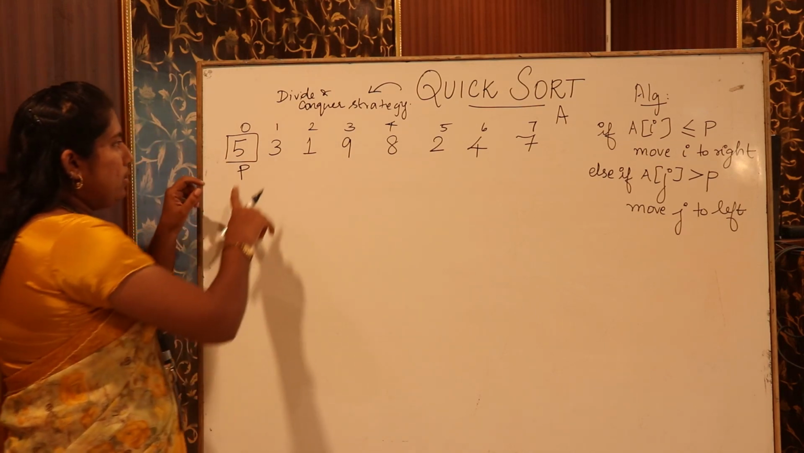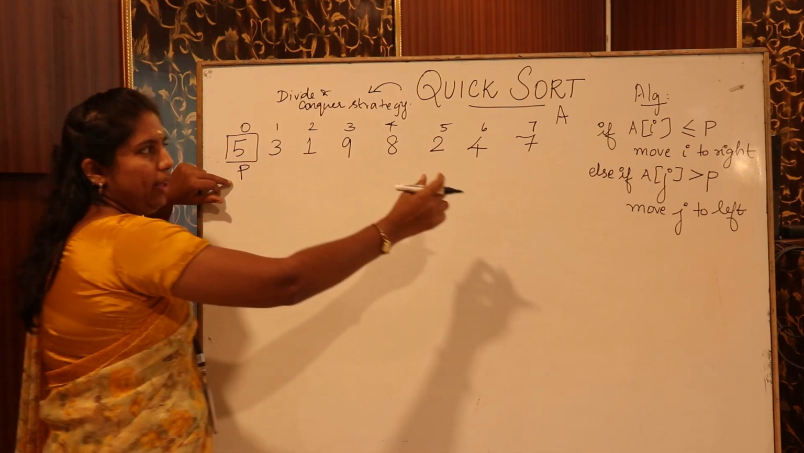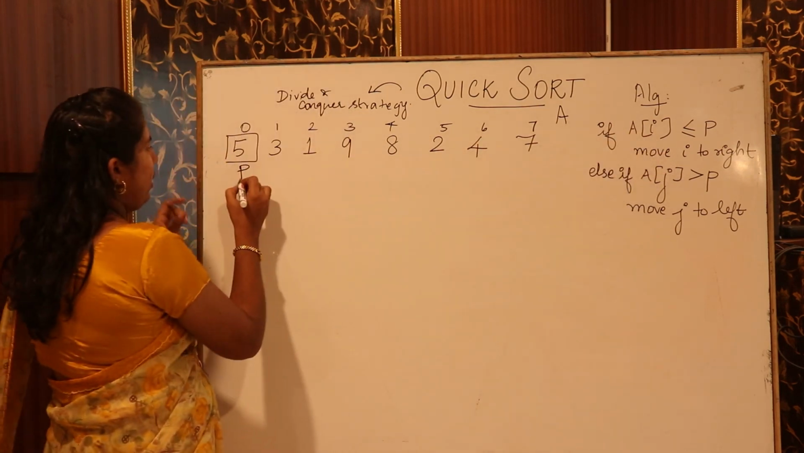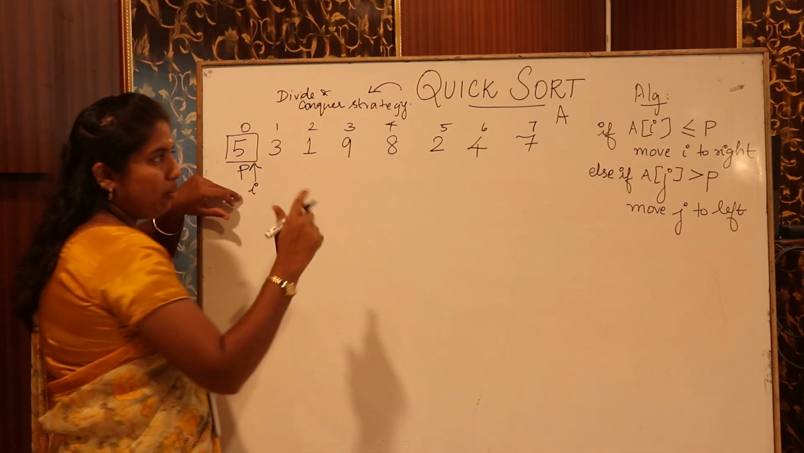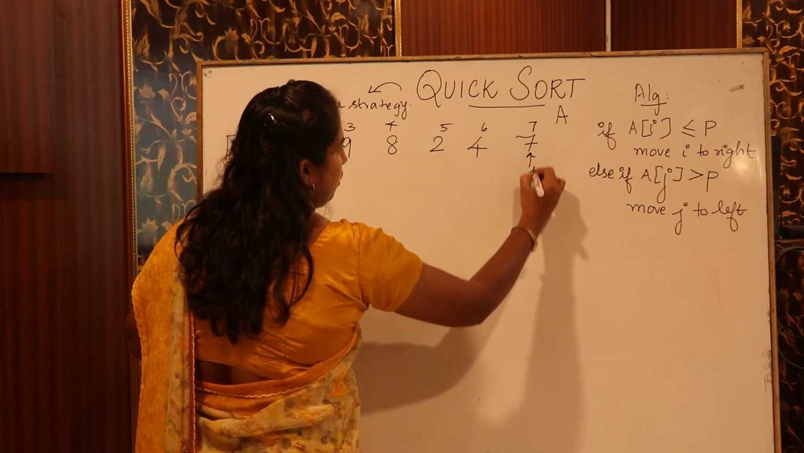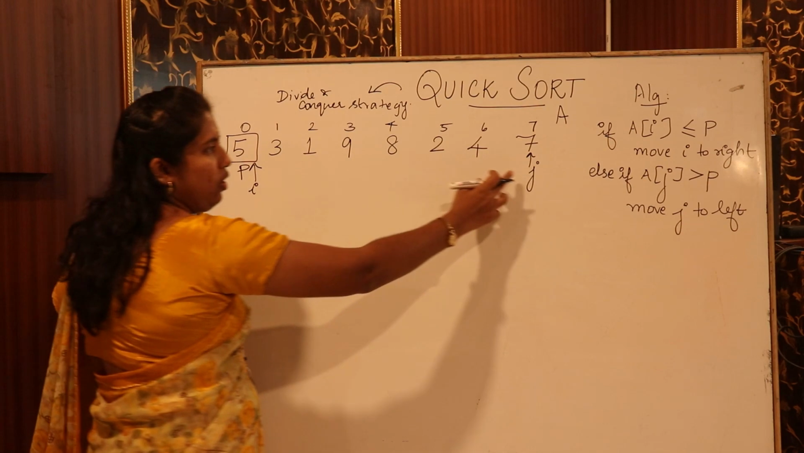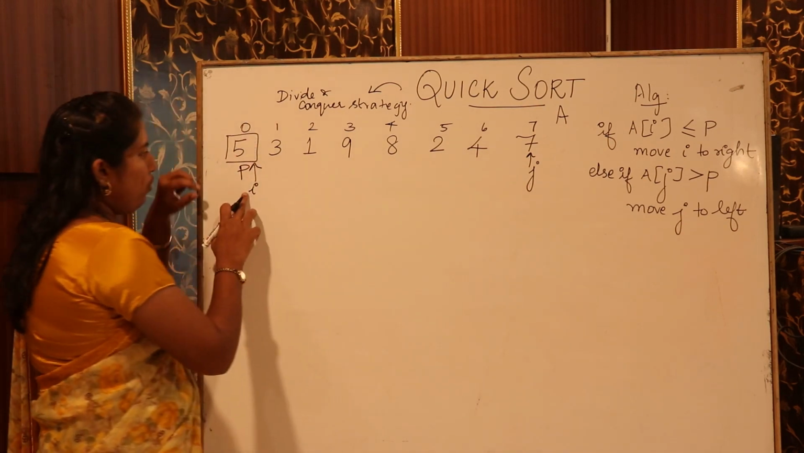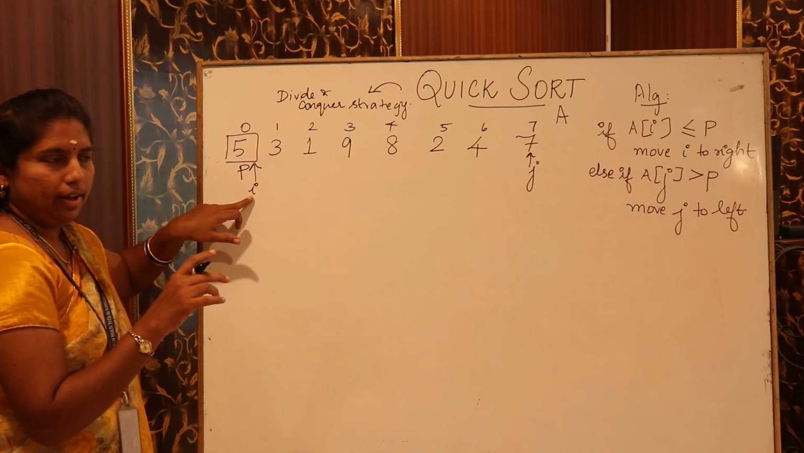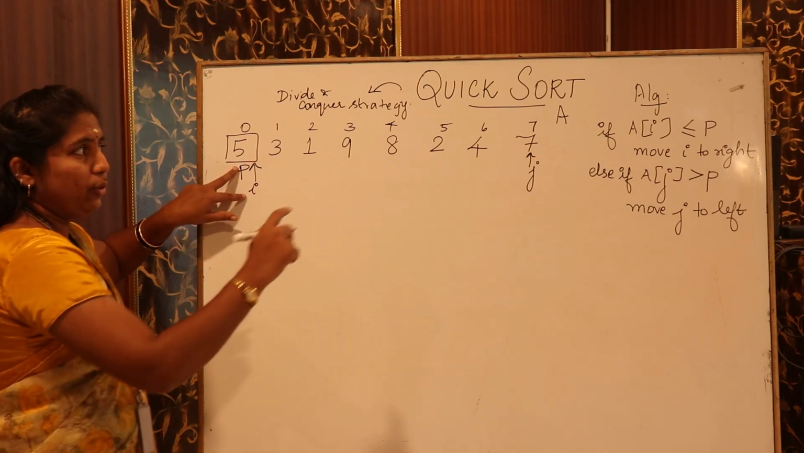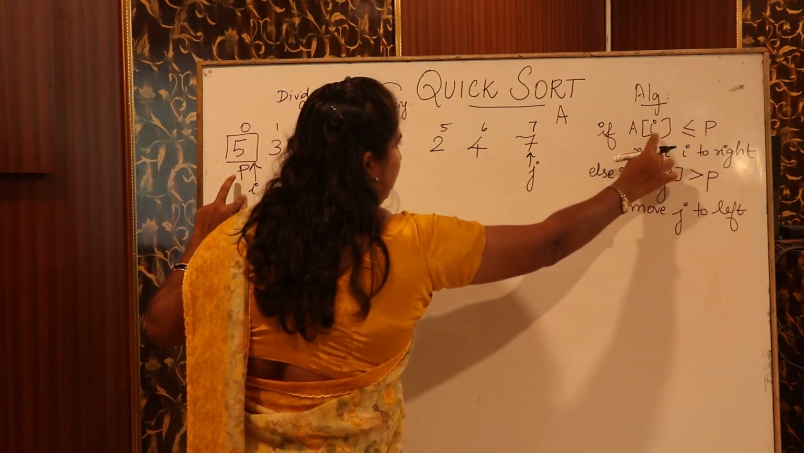I am going to consider this 5 as my pivot element. Initially I am going to place this I pointer over here, and my J pointer will be pointing to the last. Or else we can consider I as my start variable and J as my end variable. First, I am going to check my pivot element with this pointer I, which means we are going to work on this first condition: if A of I is less than or equal to pivot.